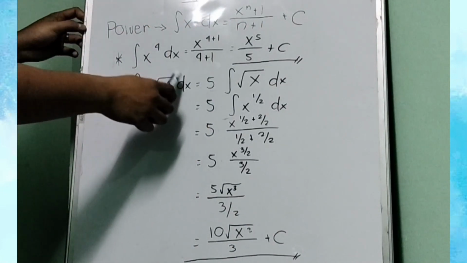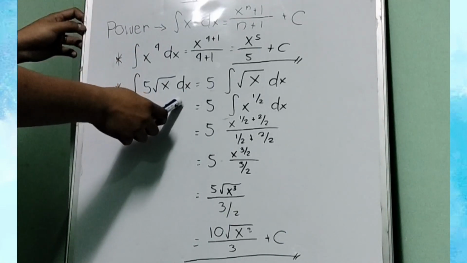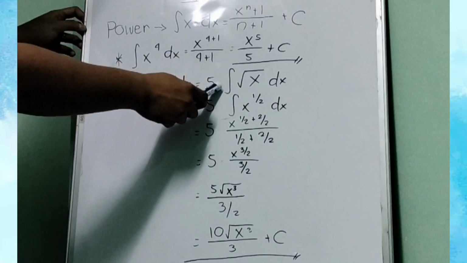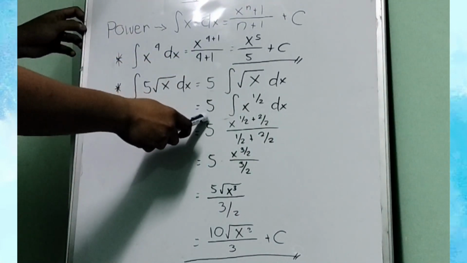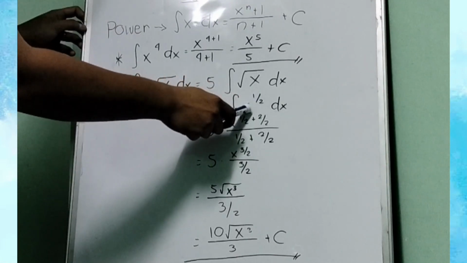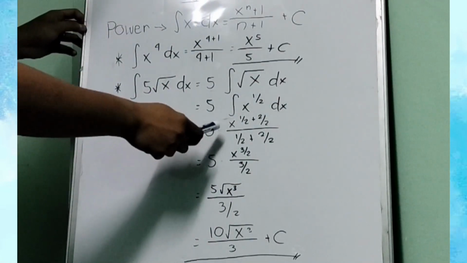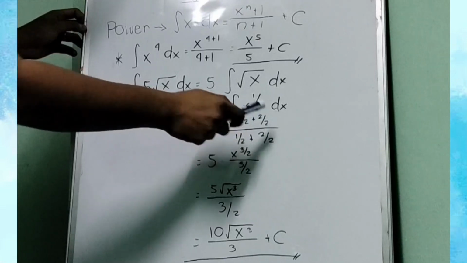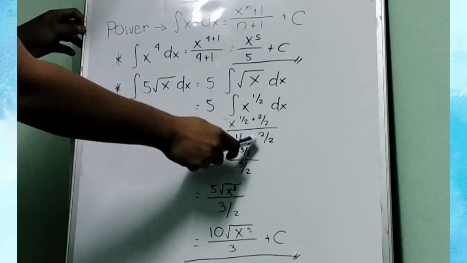We have here the integral of 5 square root of x dx. Let's separate the constant here. This becomes 5 times the integral of square root of x dx. By turning this into exponential form, it becomes 5 times the integral of x raised to 1/2 dx. Now let's follow the formula. Let's copy 5 and integrate this. It will give us 5 times x raised to 1/2 plus 1, which is 2 over 2, all over 1/2 plus 2 over 2 as well.